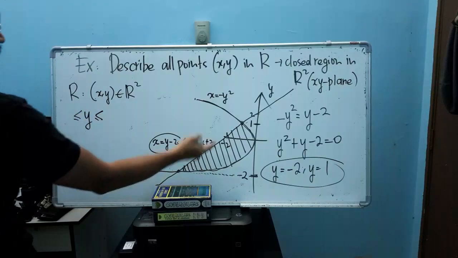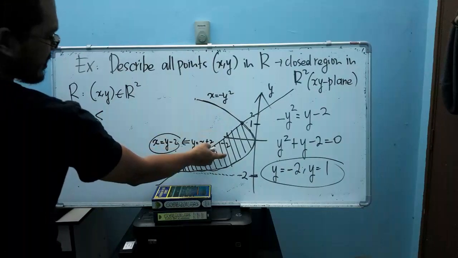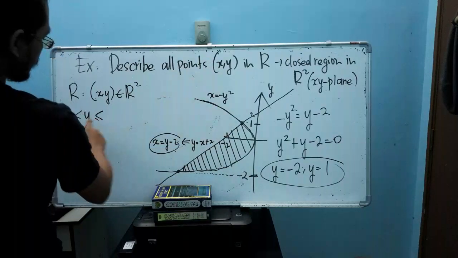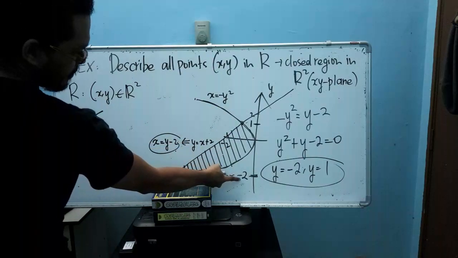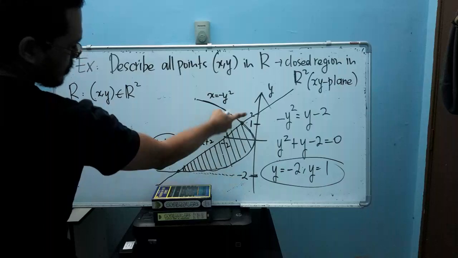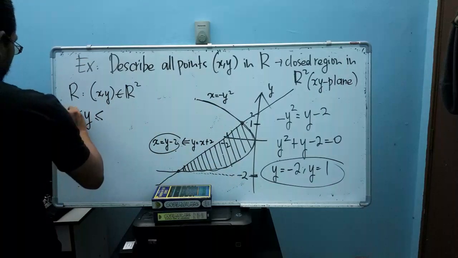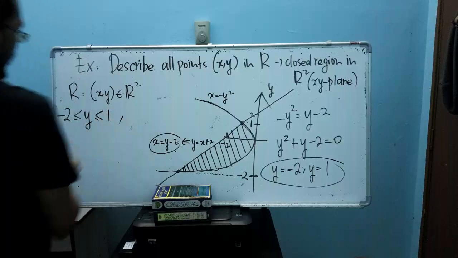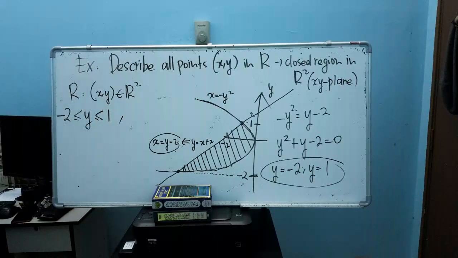Since we check our R with respect to the y-axis first, it should be from the lowest value to the greater value. So this one should be negative 2, 1. My y here should be in between negative 2 and 1.